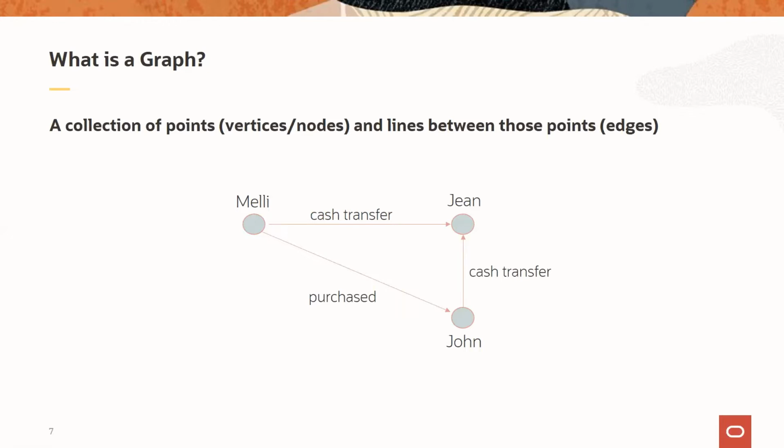And the graphs we'll be talking about today are property graphs, which is a type of graph. One of the characteristics of a property graph is that you can have properties for every node and every edge. So here the node Melli has properties name, address, and account number, and the edge cash transfer has the properties date and amount and so on.